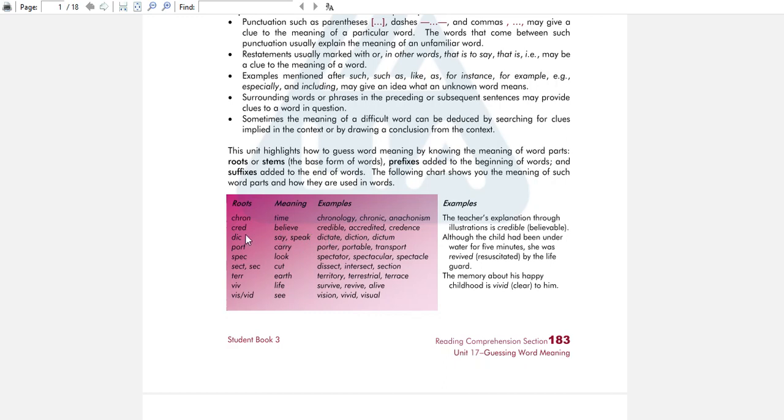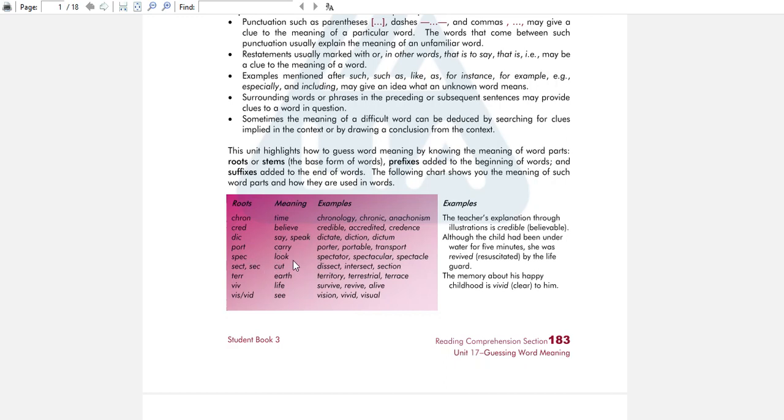That's dictate. Dict. And then the next one, port. Something that is related with the word carry. Porter means someone who carries something, right? Porter. Portable. It means you can carry it everywhere. Portable. Transport. Okay, so it is being carried to another place. Trans. Okay. And then spec.